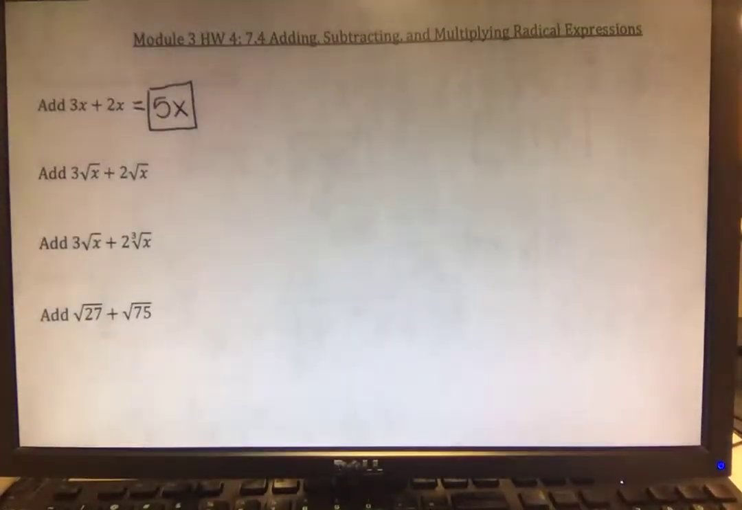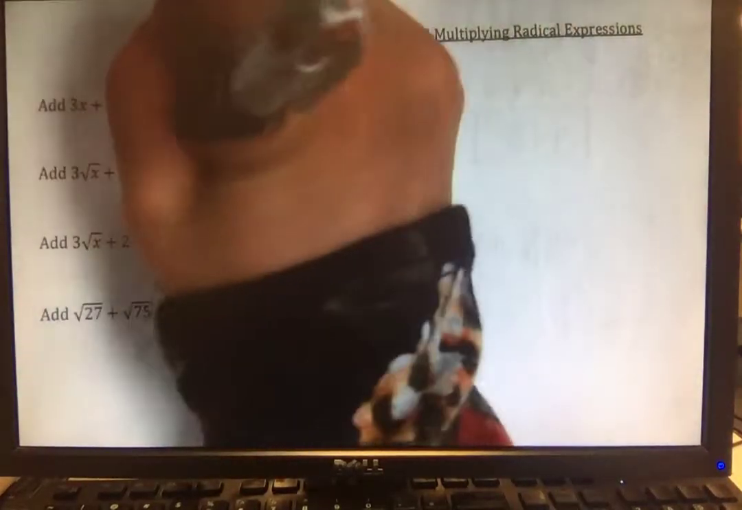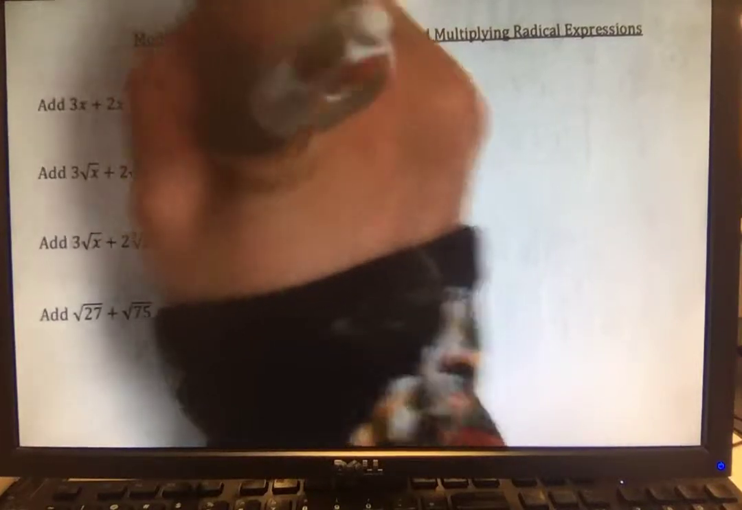Same thing for the next one. If we are adding 3 square root of x plus 2 square root of x, again these are like terms, so total we have 5 square roots of x.